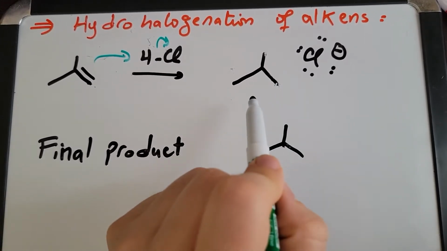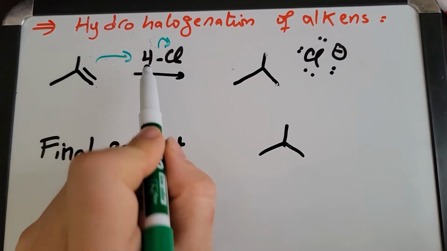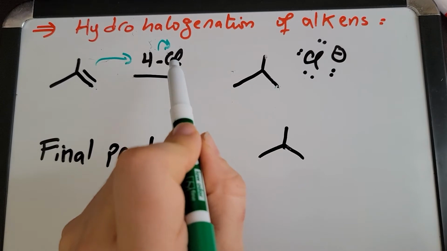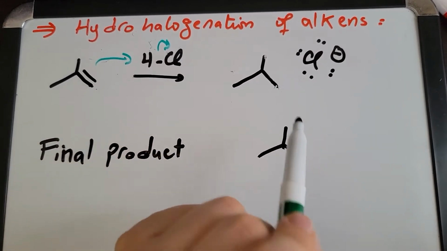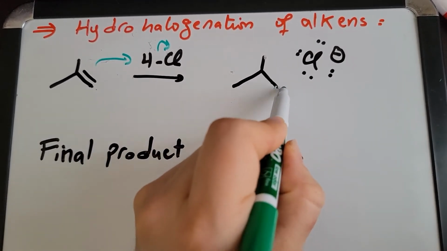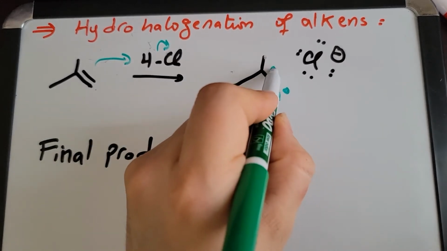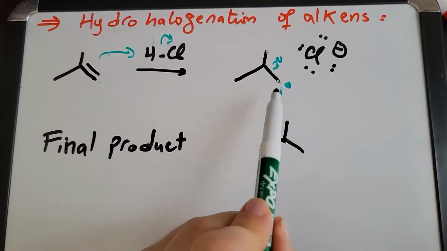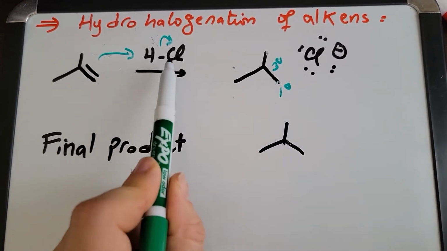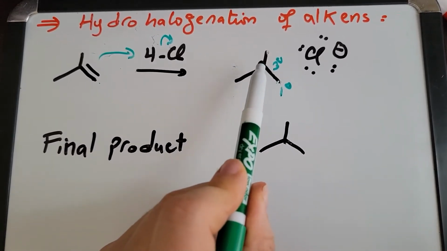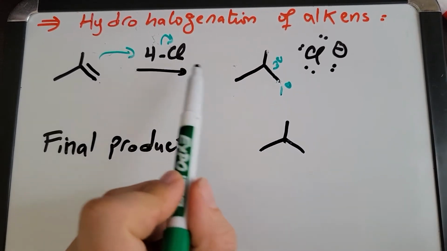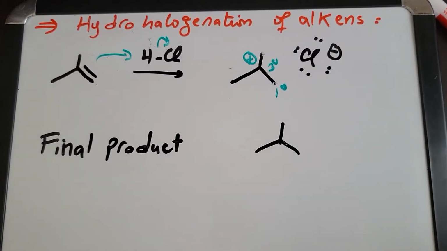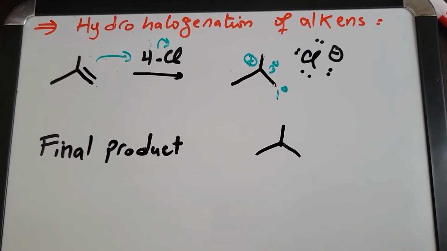The second step of this reaction is the formation of the carbocation. According to Markovnikov's rule, the hydrogen atom goes into the less substituted carbon, and the chlorine atom goes into the most substituted carbon. Since here we have a primary carbon and here we have a tertiary carbon, it's obvious that the hydrogen atom goes into this carbon here and the chlorine atom will attack the carbocation. It's obvious that this is the carbocation. The carbocation is always the most stable carbon.